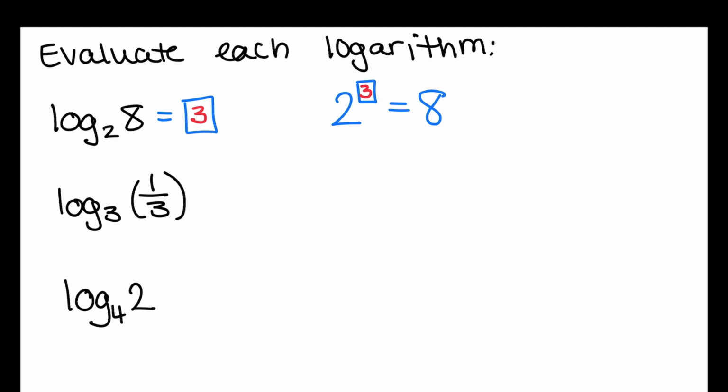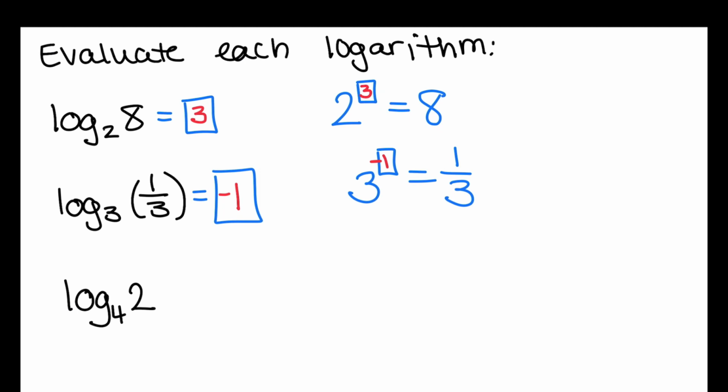The second one, log base 3 of 1/3. So again, we're trying to find the exponent. What exponent will turn a 3 into a 1/3? Well, to move the 3 to the bottom, it's got to be negative, and it has to be -1. So log base 3 of 1/3 is -1.